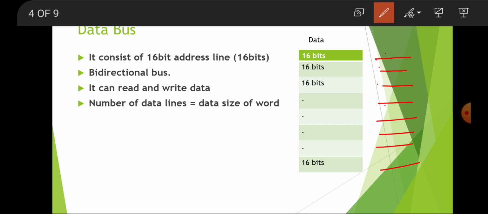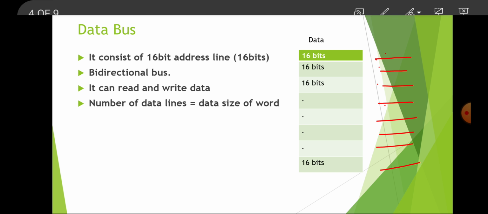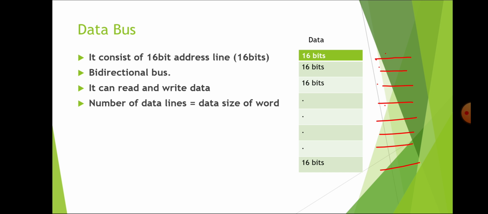Now if I want to access something from the memory, I will first send the address from the microprocessor. To reach a particular location I use the address bus, and after detecting that location, I fetch that information using the data bus. It can read and write the data.